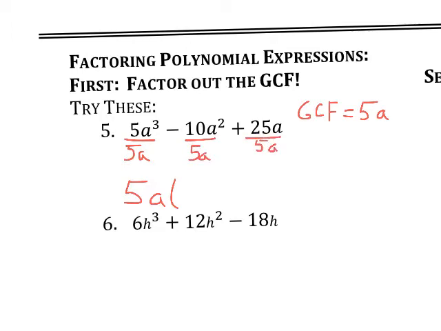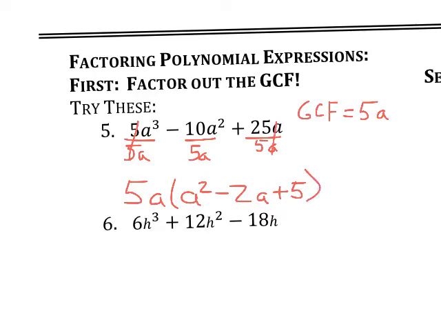Okay? So now in my first term, the 5's cancel. On the a's, I have 3 on top. Take away the one that's on bottom, I'm left with a squared. Okay, the second term, negative 10 divided by 5 is negative 2 or minus 2. I have 2 a's on top. Take away the one that's on bottom, I'm left with a single a. And then on the very last term, 25 divided by 5 is plus 5. And the a's cancel cleanly. So that is my factored form.